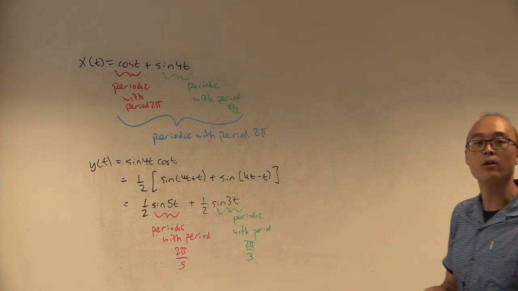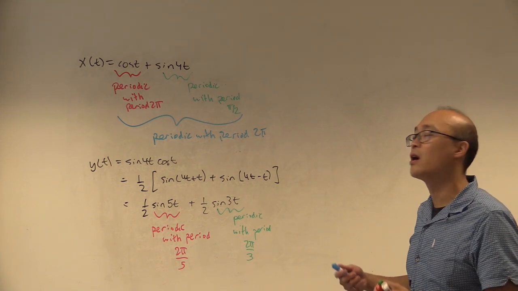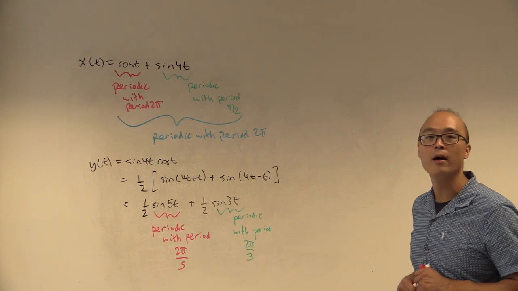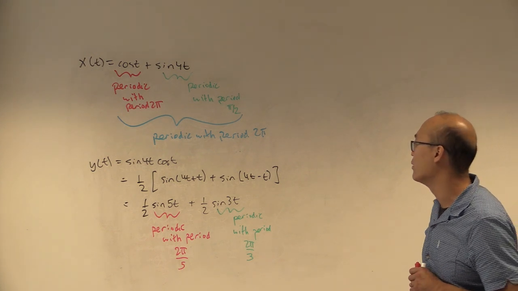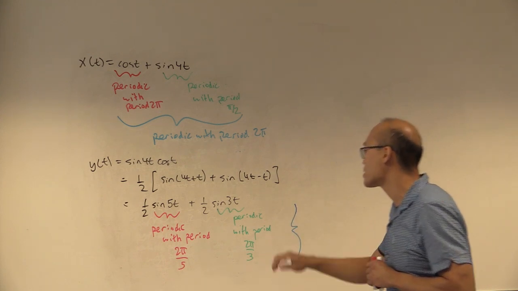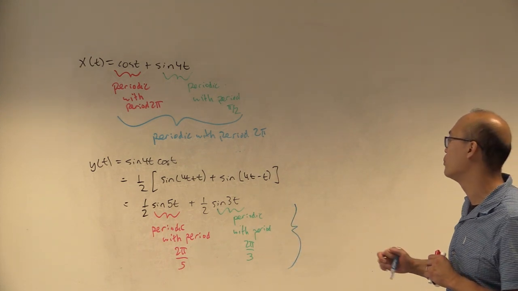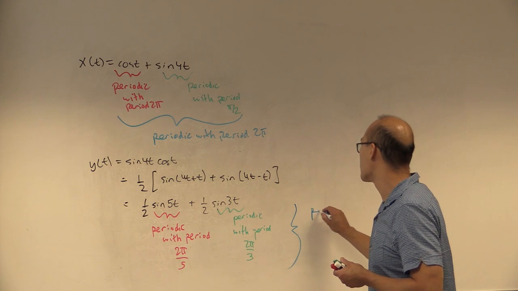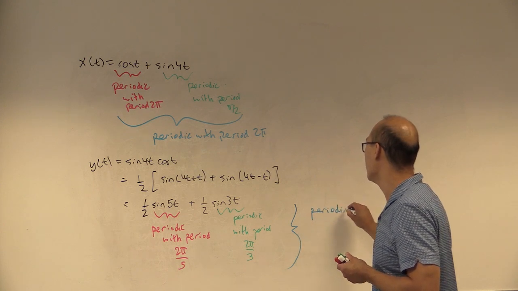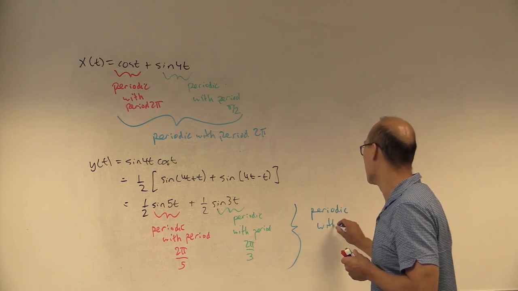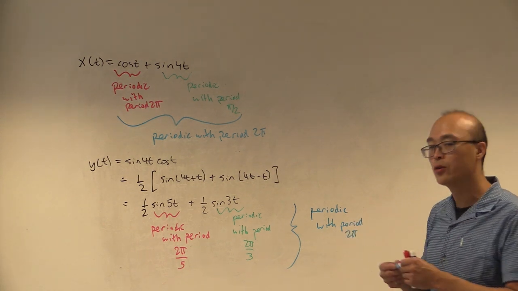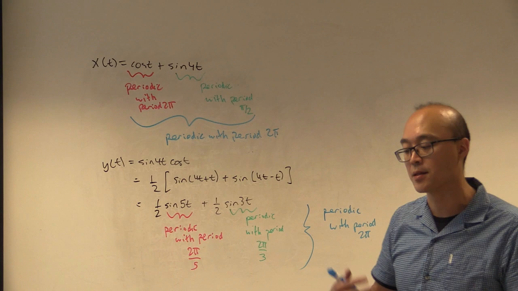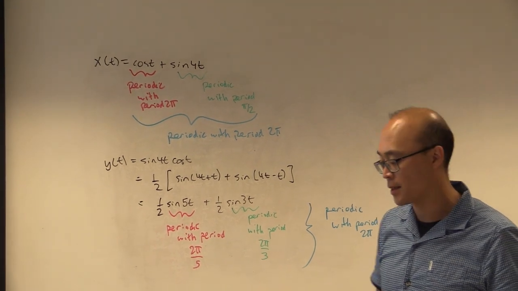So now we have to see, is there a lowest common multiple between 2 pi over 5 and 2 pi over 3? If so, this will be the period of our signal y of t. Indeed, the lowest common multiple between 2 pi over 5 and 2 pi over 3 is 2 pi. So our signal y of t is also going to be periodic with period 2 pi. So in this particular example, the product of two periodic signals is also a periodic signal.